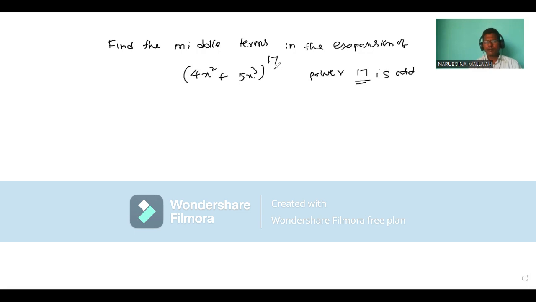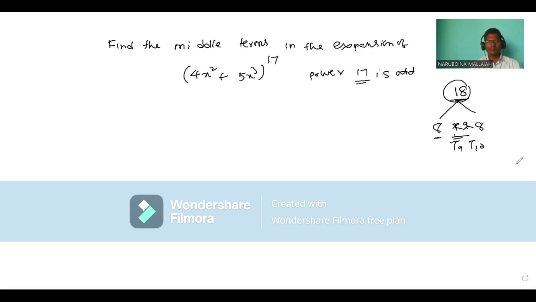Here, power 17 means we must have 18 terms in the expansion. So 18 terms, I am dividing these 18 terms. Here 8, here 8, 8 plus 8 is 16. Here two terms are left. So these two terms will be the middle terms. 8 plus 8 is 16, these two are 2, so 16 plus 2 is 18. That means after the 8th is the ninth term and this is the 10th term. So the middle terms are the ninth term and the 10th term.